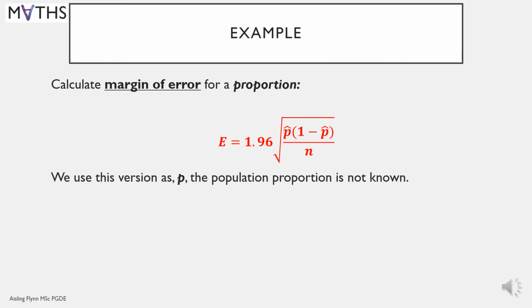There were two versions, one with regular P, but we're using this version as P, the population proportion, is not known to us. So we're using the sample proportion. And there is our margin of error, putting in 0.245 instead of P hat, and 400 is the sample size n. When you work that out, we get a margin of error of 0.048.